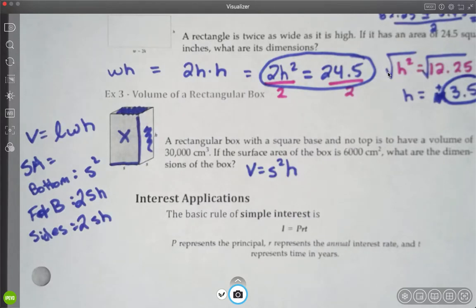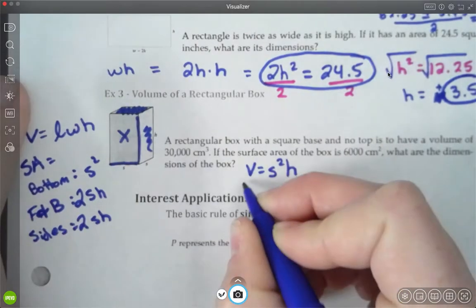Now, if it's a square, the sides would all be the same. But if it's a rectangular prism, with a rectangle base on the bottom, they will be different. Okay, so we're going to combine those together. We need to add all of those together, yeah?